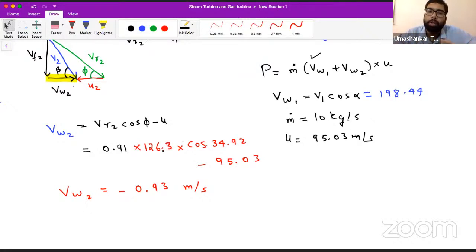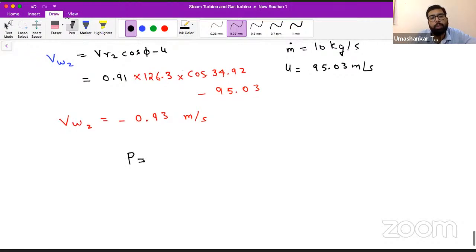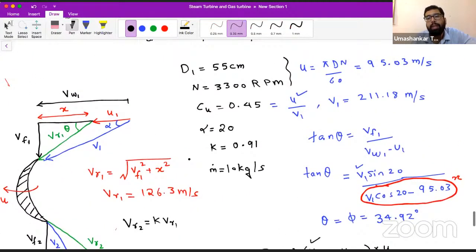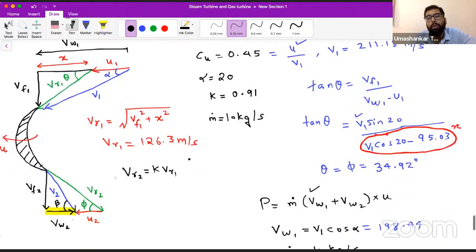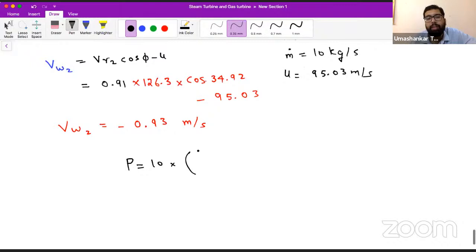Actual direction is opposite to that. But the formula we are seeing, we have written for this orientation. So just place the values. We have mass flow rate equal to 10. Our VW1 we have already calculated, equal to V1 cos alpha. So what is the value of V1? We have written it as 198.44.